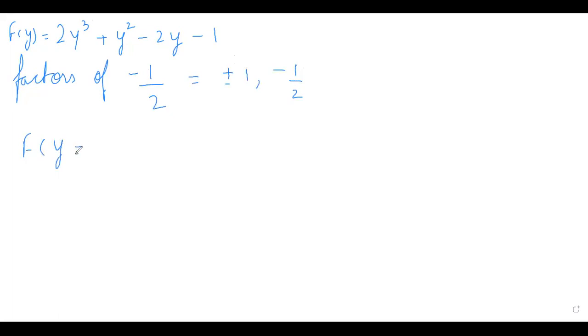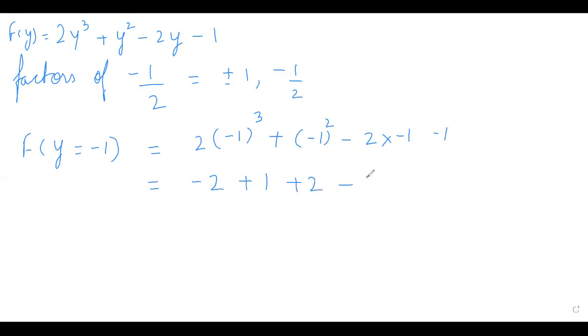I am applying it by putting y is equal to -1. So in place of y, I am substituting -1, and I am finding the value of the polynomial. It comes out to be 0. You can see on the screen it is coming out to be 0. See, we got our first factor. So how can we write it? The first factor is y plus 1.